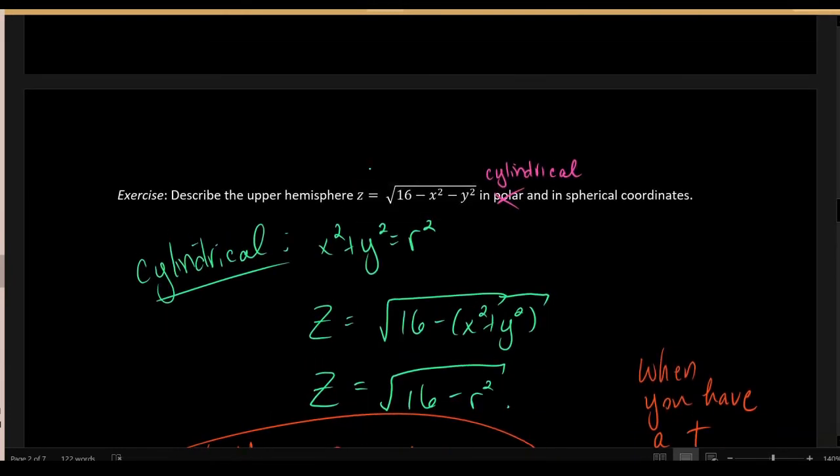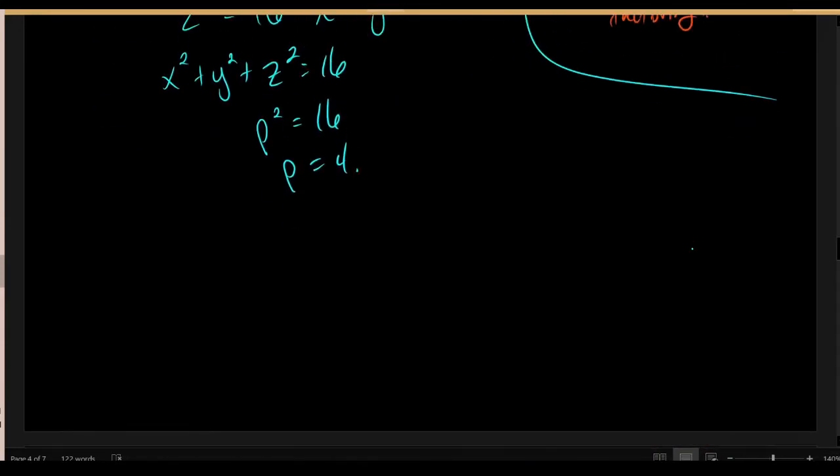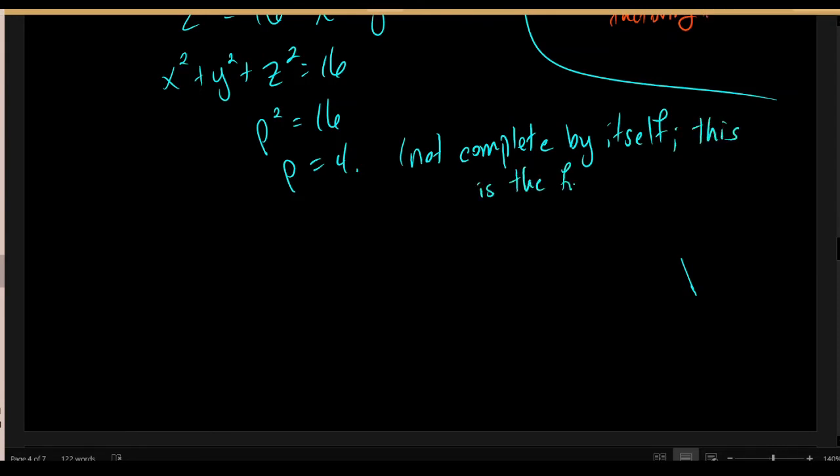However, in our problem, we don't have the entire sphere. We only have the half of the sphere where the z has a positive value, which means that rho equals 4 by itself is not complete. We need to add some extra conditions to the equation rho equals 4 in order to ensure that we only get the part of the sphere where the z values are non-negative.